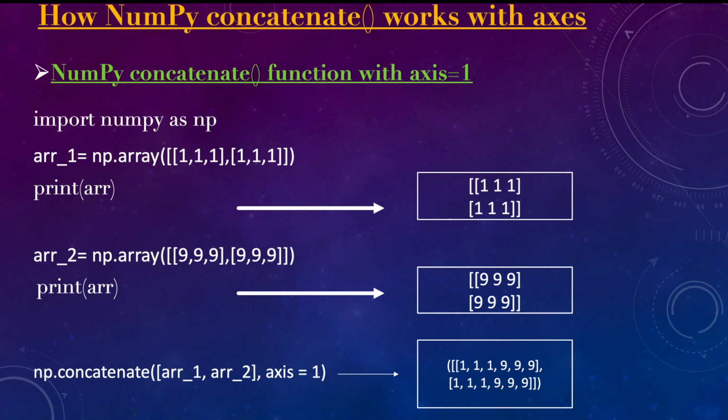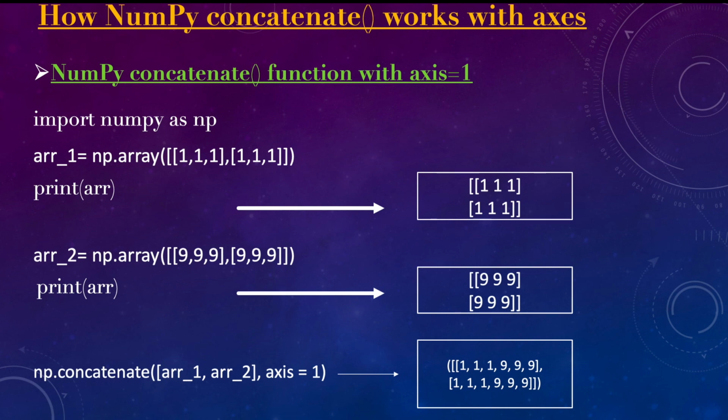Now let's take a look at an example of using NumPy's concatenate function with axis equal to 1. We are going to use the concatenate function to combine these arrays together horizontally. Let's quickly see what's going on here. First we have imported the NumPy package as np, we have created two arrays, and then finally we have used the concatenate function with axis equal to 1.